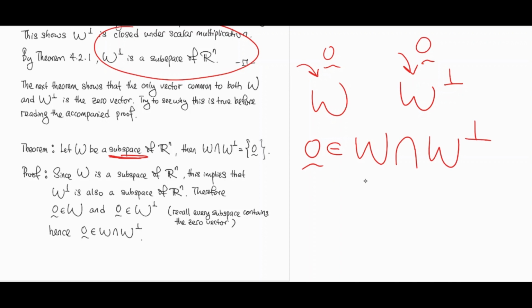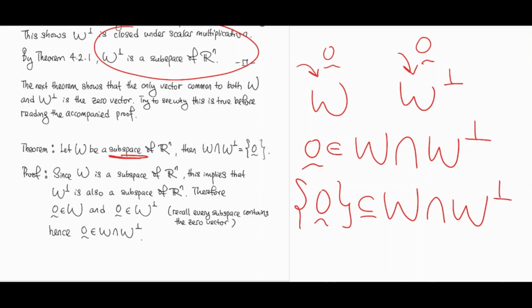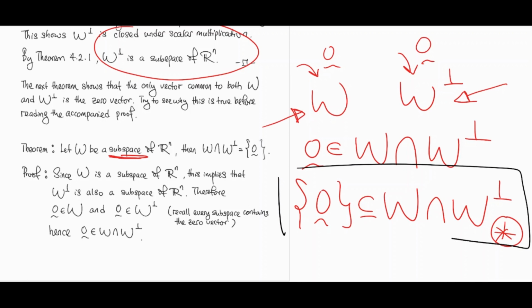So the zero vector is an element that is common to W and also W perp. Zero vector is in W and also in W perp. So therefore, it is in the intersection of W and W perp. So this set, which contains only the zero vector, is a subset of W intersect W perp. All right, so this is what we call the easy direction. This is very easy to show. The fact follows very easily, just simply knowing that W is a subspace and W perp is a subspace.